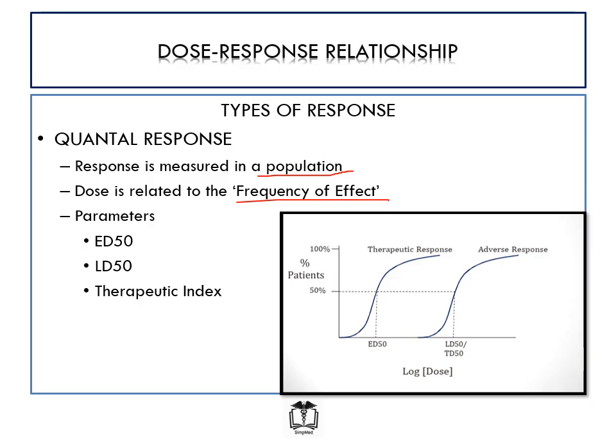The parameters we get from a quantal response differ from what we get from a graded response. For a quantal response, we get three major parameters. The parameters include ED50, LD50, and the therapeutic index, which is what we can see here. You can see the ED50, you can see the LD50. Sometimes we talk about the TD50, but this is not something that they frequently talk about, especially in your class. We just focus largely on the ED50 and LD50. We'll talk about that in the next couple of slides.